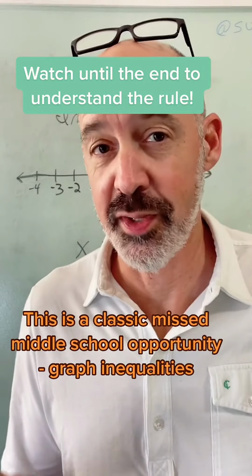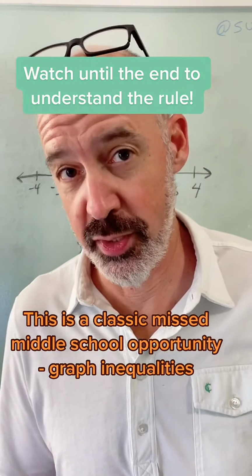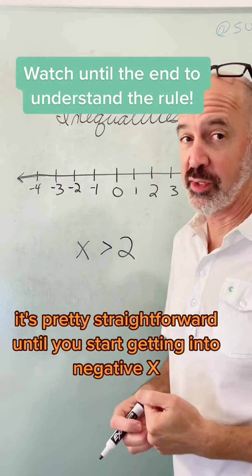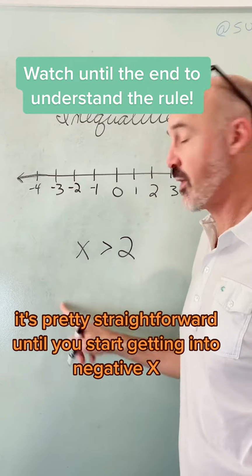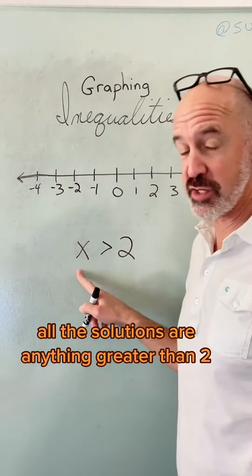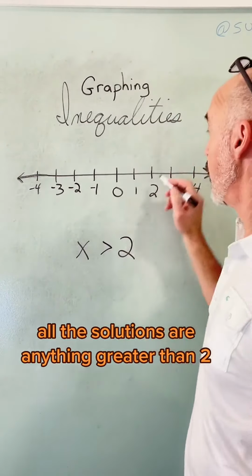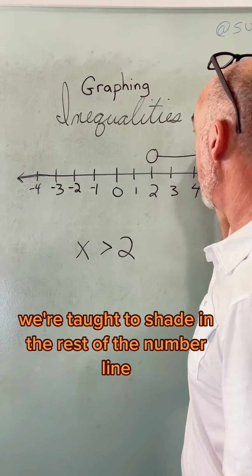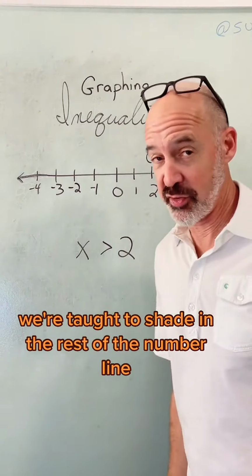This is a classic missed middle school opportunity. Graphing inequalities is pretty straightforward until you start getting into negative x. If x is greater than 2, all the solutions are anything greater than 2. So starting at 2 with an open circle, we're taught to shade in the rest of the number line.